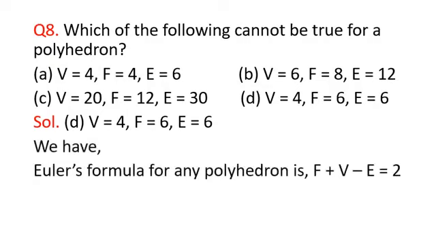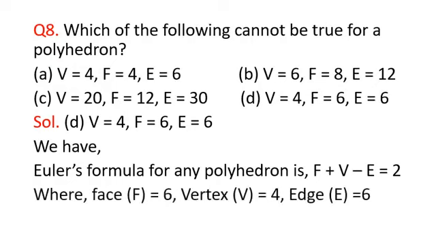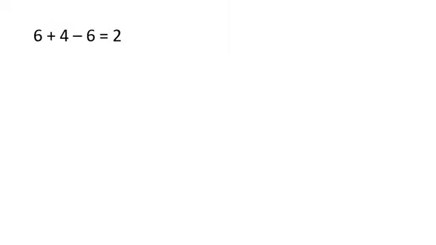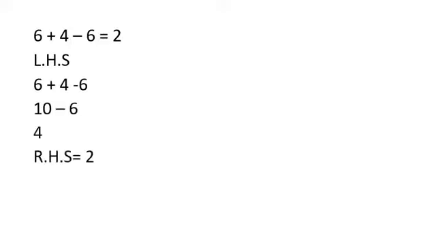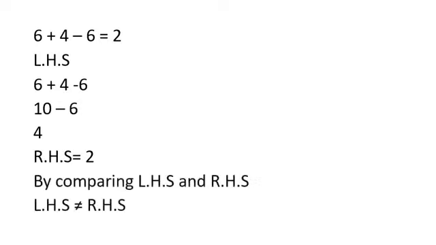So we know that Euler's formula for any polyhedron is F plus V minus E equal to 2. Putting the values of V, F and E given in option D, faces are 6, vertices are 4 and edges are 6. After putting the values, the left hand side will be 6 plus 4 minus 6, that is 10 minus 6, which gives you 4, but the right hand side is 2. So the right hand side is not equal to the left hand side, so this is not true for the given polyhedron. I think it is clear to you.